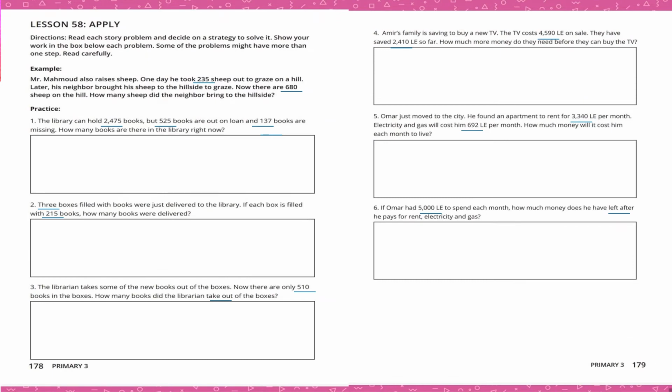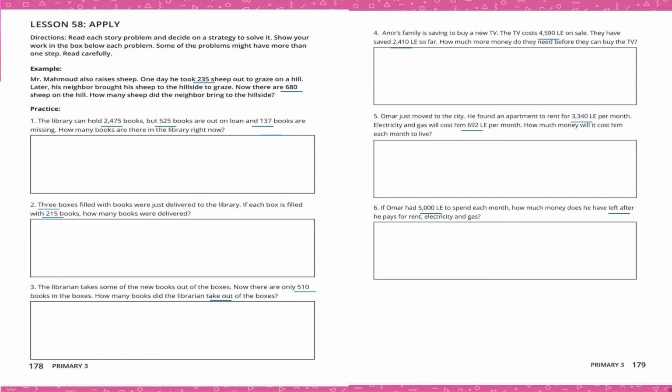Let's start with the apply part. Here we have some story problems. You should understand them to solve. Example: Mr. Mahmoud also raises sheep. One day he took 235 sheep out to graze on a hill. Later, his neighbor brought his sheep to the hillside to graze. Now there are 680 sheep on the hill. How many sheep did the neighbor bring to the hillside?